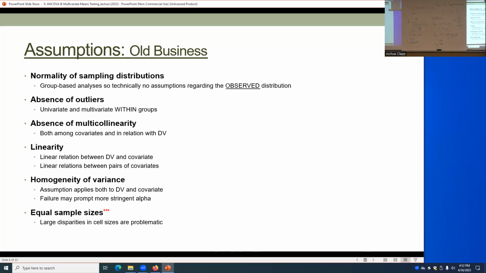Don't want to have outliers, don't want to have collinearity. Linearity starts to become important, making sure that you have a linear relation between your dependent variables and your covariates, and between pairs of covariates. Basically, this is a blending of regression and ANOVA here, okay? Homogeneity of variance, both for your DV and your covariate, and you want relatively equal sample sizes. If you start to deviate from this, things start to get problematic.